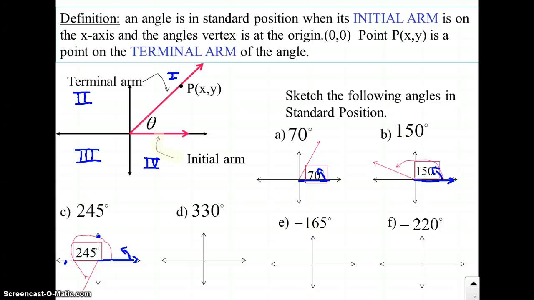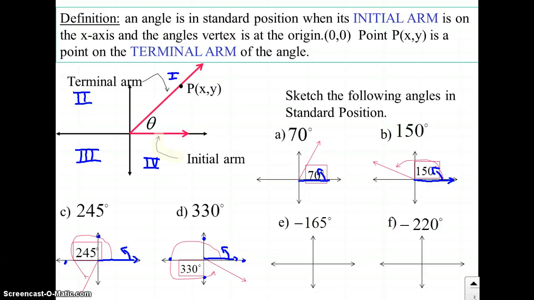330 degree angle, again, positive angle, starts on the positive x-axis, goes in a counterclockwise direction, 90, 180, 270. Well, 360 is a full rotation, so we're not going to make it all the way back to a full rotation. So a 330 degree angle in standard position would have a terminal arm in quadrant 4.